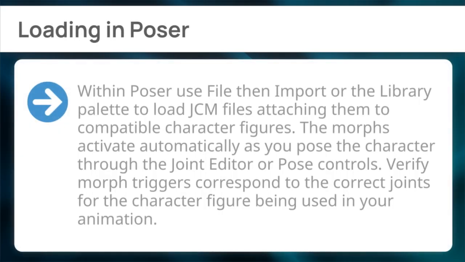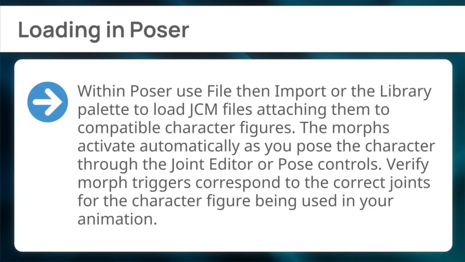First, loading in Poser. Within Poser, use File, then Import or the Library palette to load JCM files, attaching them to compatible character figures. The morphs activate automatically as you pose the character through the joint editor or pose controls. Verify morph triggers correspond to the correct joints for the character figure being used in your animation.